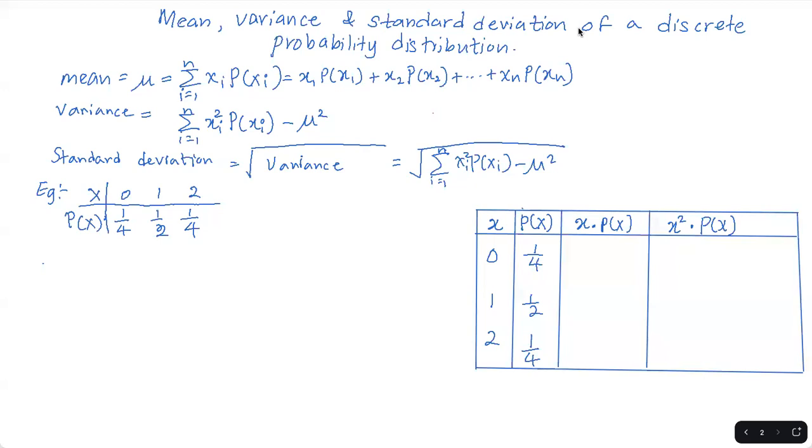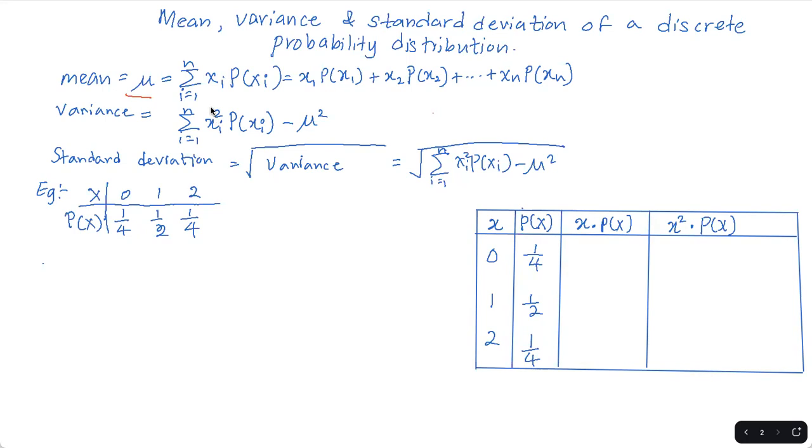So today I'm going to talk about mean, variance and standard deviation of a discrete probability distribution. As you know, the mean, which is the notation mu, can be calculated like this: the summation of all the terms xi times probability of xi. That means x1 times probability of x1 plus x2 times probability of x2 plus and so on up to the final number, xn times probability of xn.